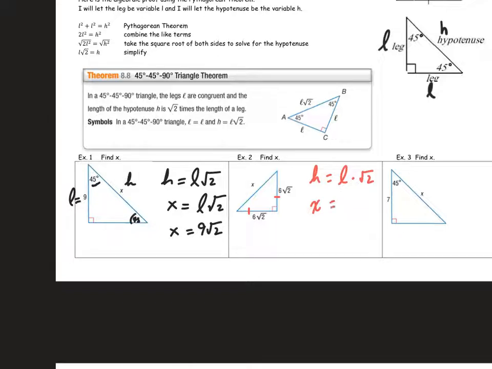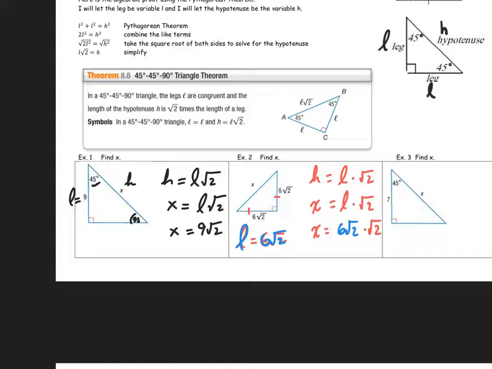So x is equal to a leg's length times the square root of 2. Well, in this problem, L is equal to 6 square roots of 2. So we have some multiplication going on, just like a substitution. So that means wherever I see an L, I'm going to replace it with 6 square roots of 2. So I've got that x is equal to 6 square roots of 2, times the square root of 2. Now that's the formula. In this problem, L is 6 square roots of 2.